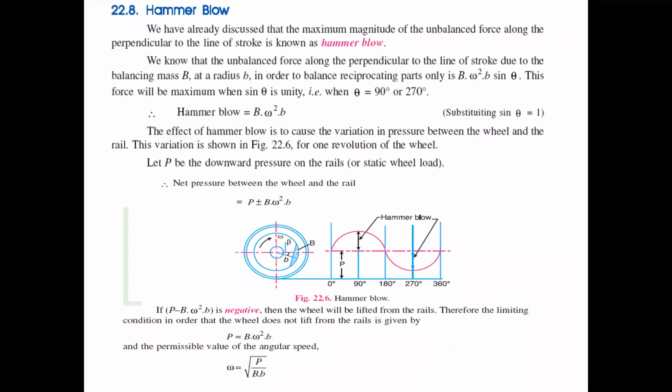The first one is the variation of tractive effort, the second one is the swaying couple, and the third one is the hammer blow. Three effects are there while balancing locomotives.